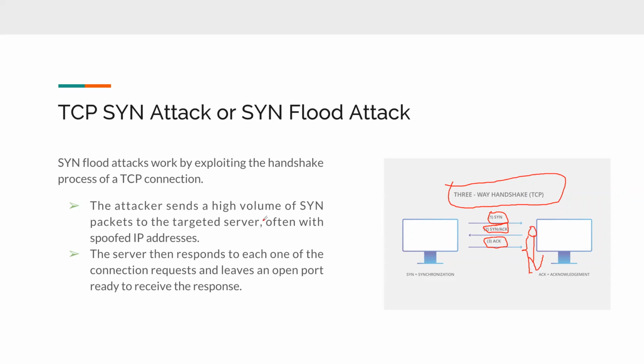So here is how it is done. The attacker first sends a high volume of SYN packets to the target server, often with a spoofed IP address. So the IP address is not valid; this IP address may not exist. The server responds with a SYN-ACK, but as they are not valid addresses, the server is waiting for the ACK from the invalid address. It is still waiting, and no ACK is coming. So it waits until the time is up.